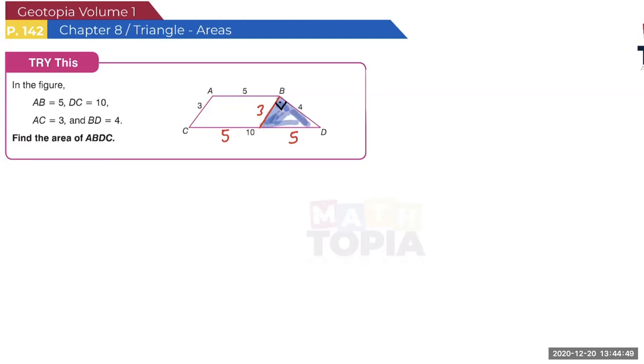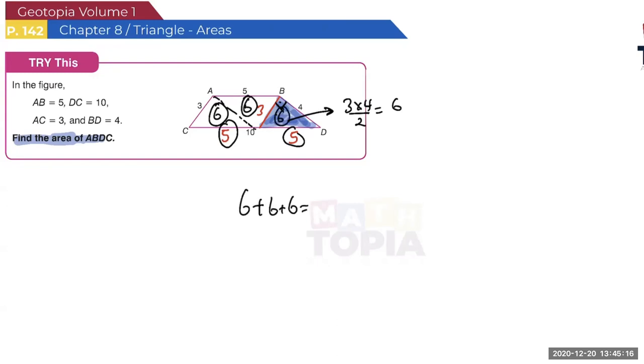Then you know that the value of this part in terms of the area becomes 6, right? 3 times 4 divided by 2 is 6. Now, how do I know that this is 5? This is 5, and then I can make these other pieces, and all these areas equal 6. 6 plus 6 plus 6 is going to be 18. The whole area becomes 18.